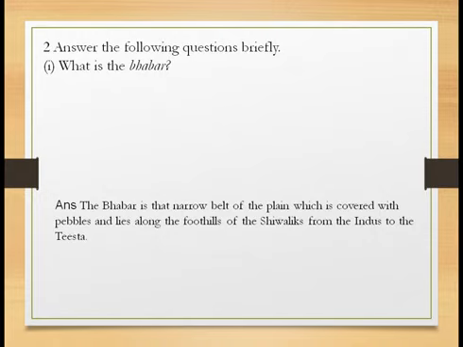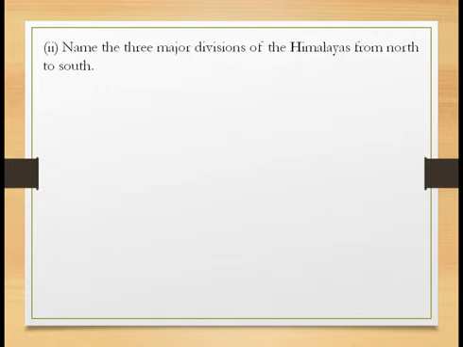Moving to the next question. Name the three major divisions of Himalaya from north to south. So here the question is asking you the three parallel Himalaya ranges, which are Himadri, Himachal and Shivalik.